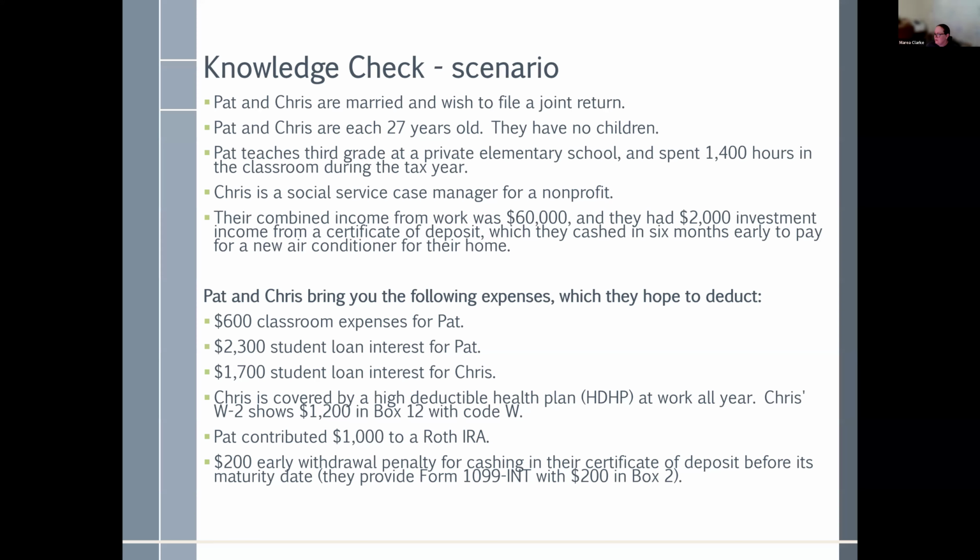All right, we had $600 for Pat for classroom expenses, $2,300 for a student loan for Pat, $1,700 in student loans for Chris. Chris is covered by a high deductible plan. He had $1,200 in box 12 with the code W, which is for the HSA. Pat contributed $1,000 for a Roth IRA. And they also had a $200 early withdrawal penalty for when they took out that CD because they had to buy that air conditioner.